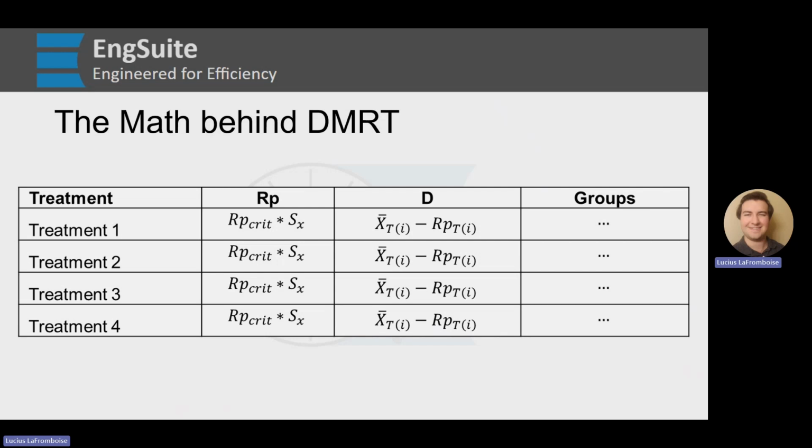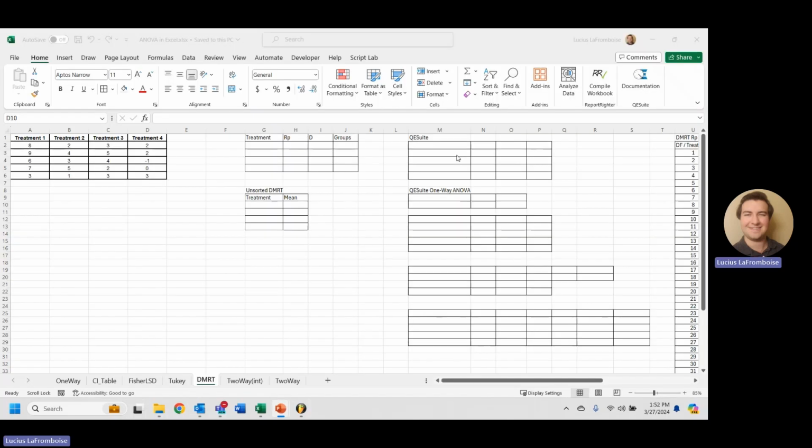So let's get into Excel and actually do this by hand. Okay, here we are in Excel, and this entire workbook is available for you to download. Link in the description. Go ahead and download that. Now, remember I said you need QE Suite for this.